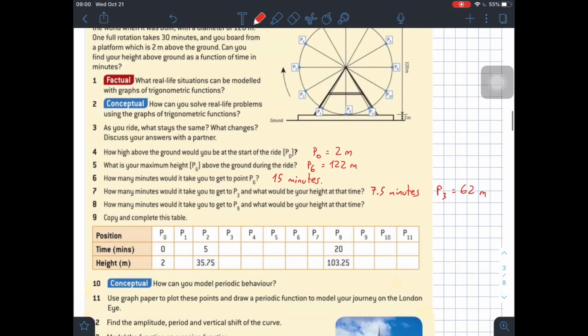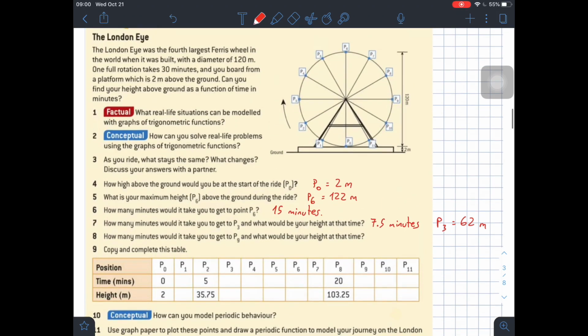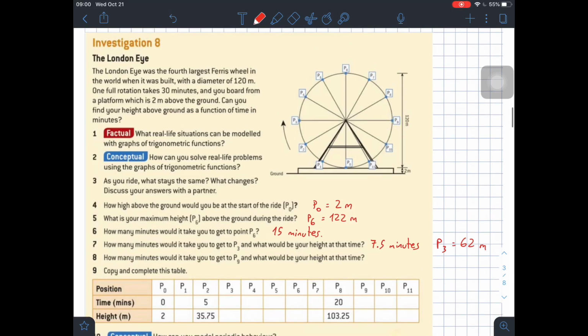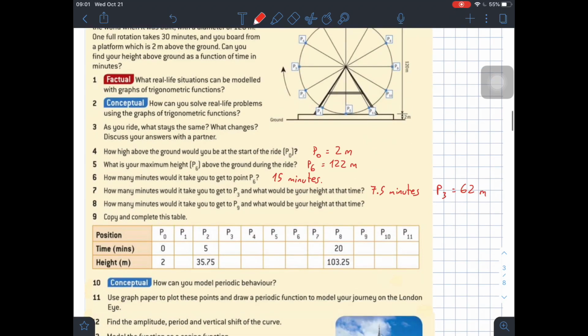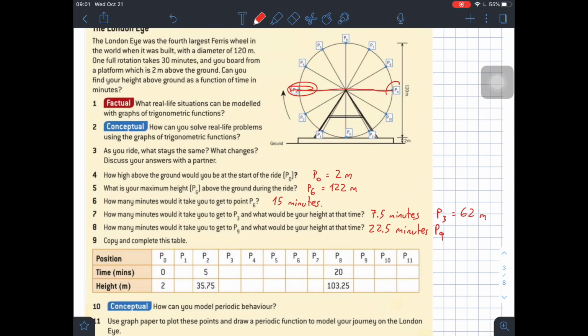Then it says, how many minutes would it take you to get to P9? Where's P9? P9 is right here. And what would be the height at that time? Okay, so for P9, the time it would take is 15 minutes plus 7.5, right? So that is equal to 22.5 minutes. And what would be the position of P9? We see that the position is actually the same as P3, right? We're in the same diameter. So the height is again 62 meters, P9.